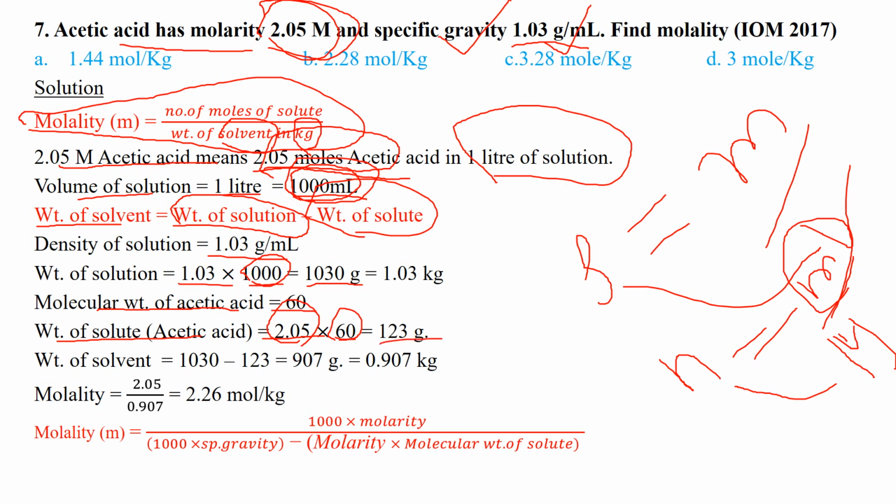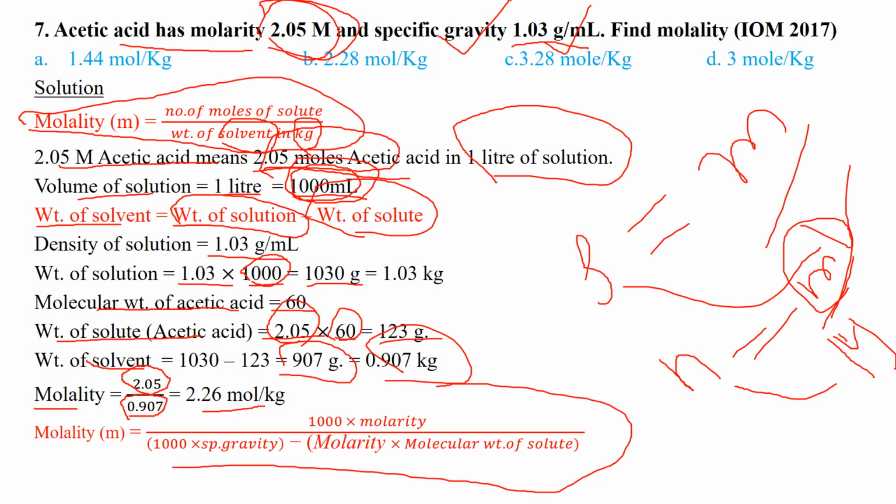Then weight of solvent will be weight of solution minus weight of solute, that is 907 gram. Then molality will be number of moles of solute, that is 2.05, divided by weight of solvent in kg, 0.907 kg, which is equal to 2.26 mole per kg. Answer. So this question could be solved on the basis of this formula, right? This formula is also helpful for the calculation of this problem. This question is very important.